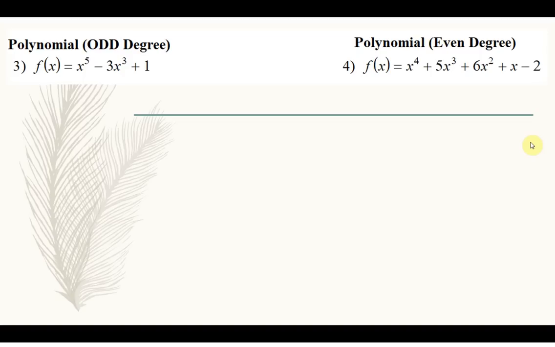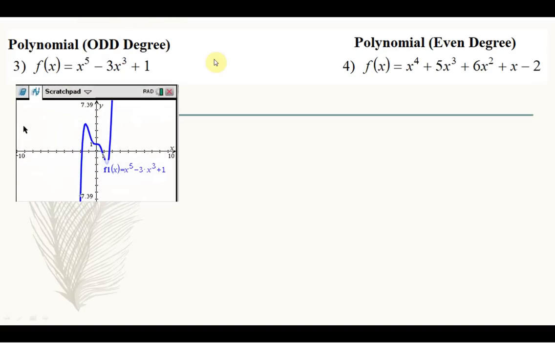A polynomial is a term that has a couple terms in it. An odd one, where the leading coefficient is odd, is going to give you a graph that has no restrictions whatsoever. You can go all the way to the left, all the way to the right. Any x value will work, any y value will work. So domain and range are both negative infinity to positive infinity.